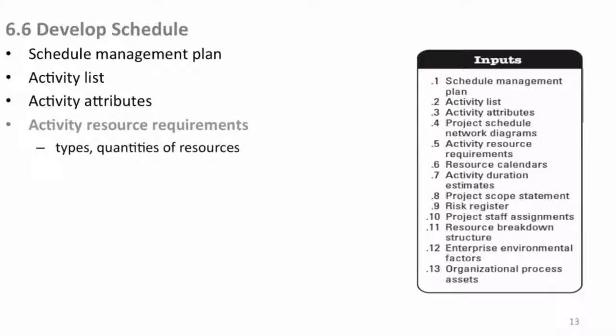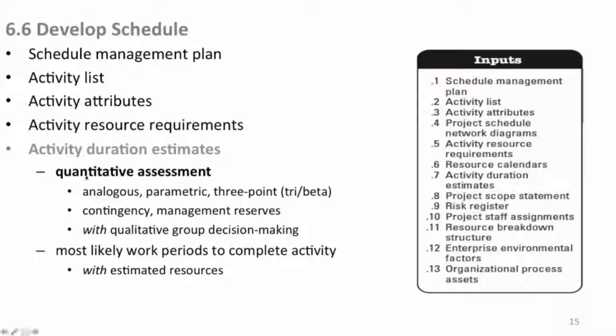Activity resource requirements, what kind of resource, how many. The duration estimates, again, quantitative, they're numbers, and there are various ways you can determine what that duration is. You have these analogous, parametric, 3-point value ways of coming up with your best, most intelligent, informed estimate. You deal with your contingency and management reserves for risks should they occur.